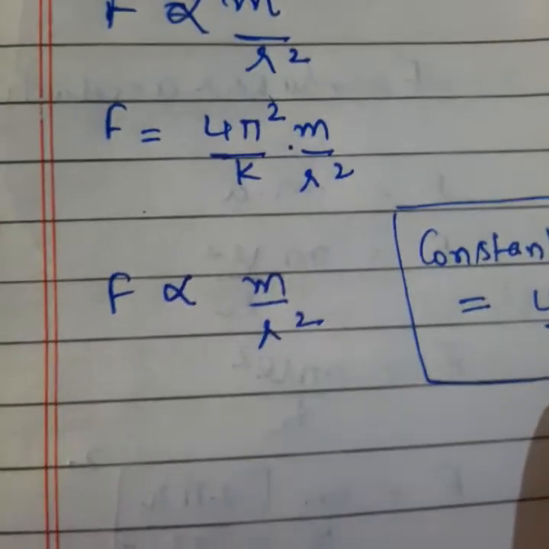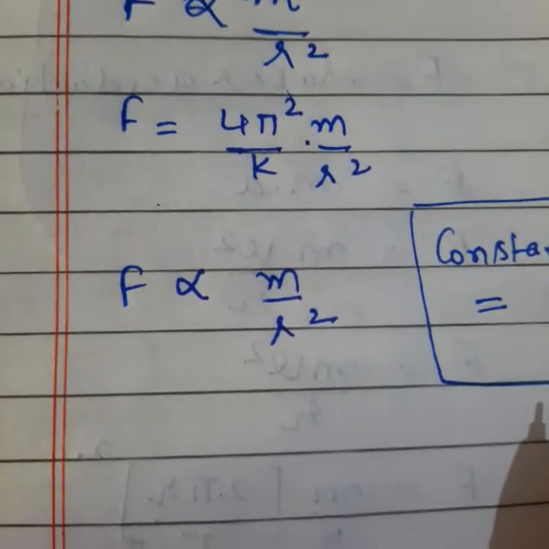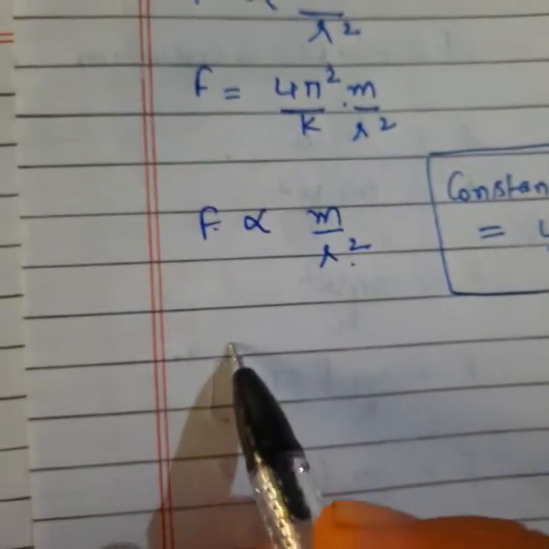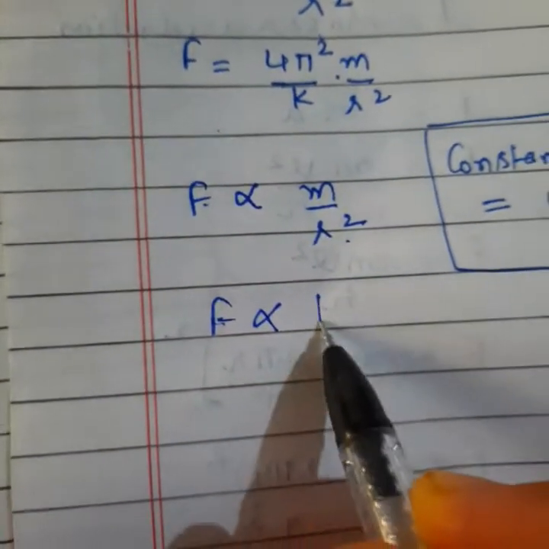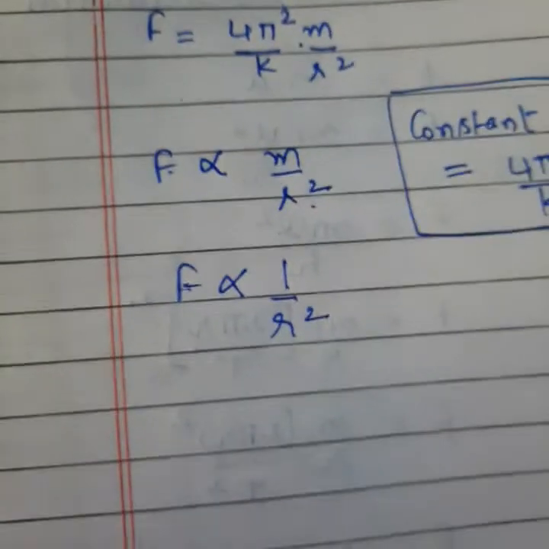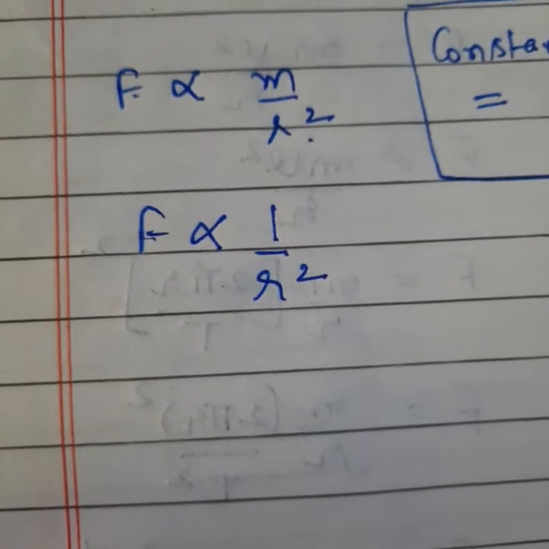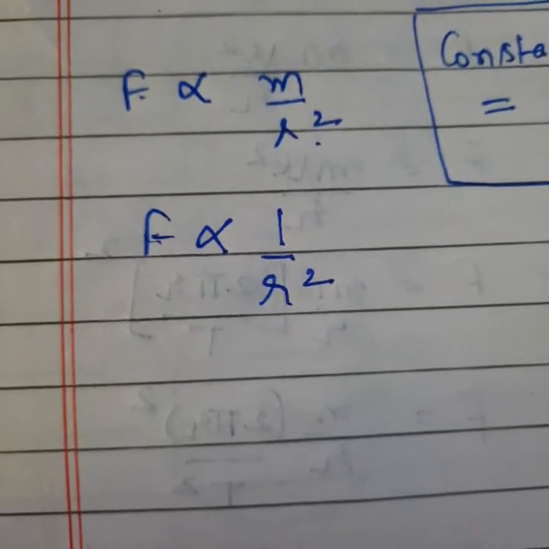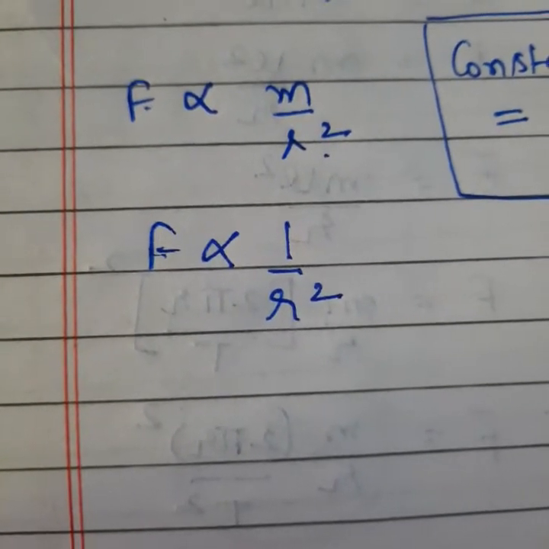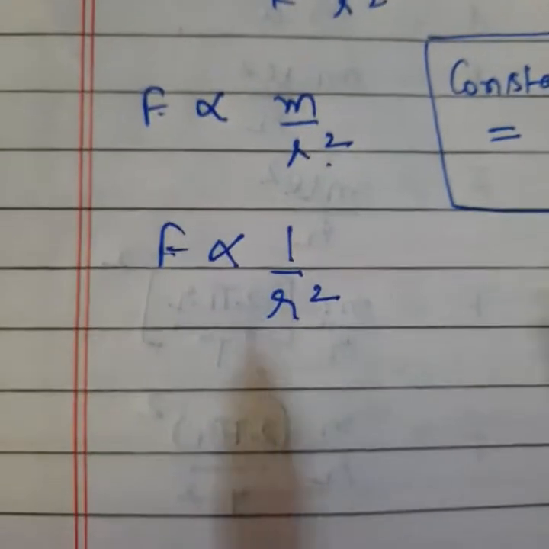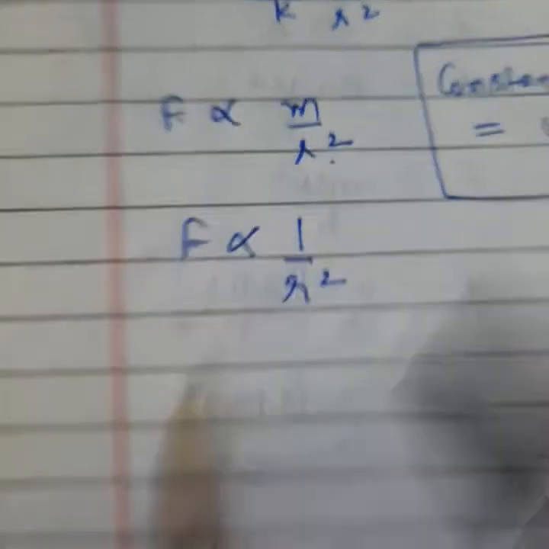Clear? Now how will we prove this one? Listen. In the case of proportionality, we can say F is inversely proportional to r square. Say yes or no. Previously you have seen in the universal law of gravitation that F is inversely proportional to r square, where r is the distance between the two planets, we can say two objects. Clear?